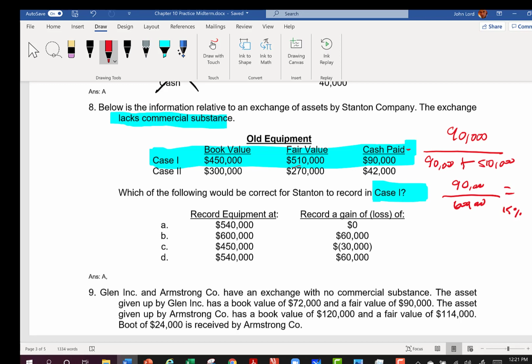So I'm done with this question, just by realizing that rule. But they want to record the equipment, and they say at 540. So that's the book value of assets surrendered. They gave up the old equipment, which had a book value of $450. They gave up cash that has a book and fair value of $90. Cash's book value and fair value are exactly the same. That gives me the 540, which of course we already knew the answer was A.